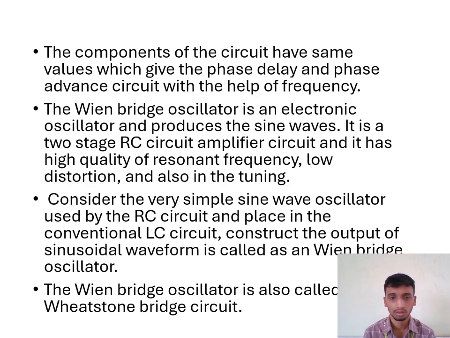It is a two-stage RC circuit amplifier circuit, and it has high quality of resonant frequency, low distortion, and also ease in the tuning. Consider the very simple sine wave oscillator used by the RC circuit and placed in a conventional LC circuit. The output of the sinusoidal waveform is called the Wien Bridge oscillator. The Wien Bridge oscillator is also called the Wheatstone bridge circuit.